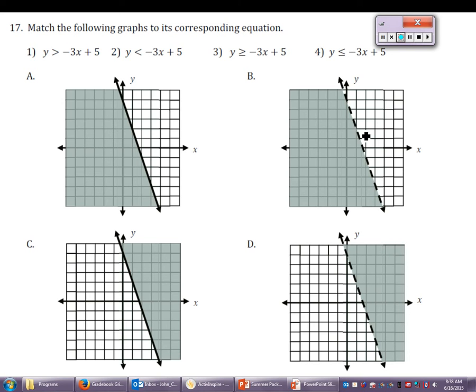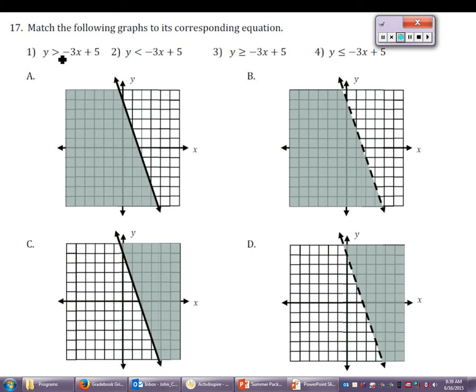Problem 17 gives you 4 graphs that are inequalities and 4 equations that are also inequalities and asks you to match the equation to the graph. If you look at the 4 graphs, you will see that 2 of them have solid lines and 2 of them have dashed lines. How do I know which equation goes with which? Well, I can use the fact that 2 of the equations are strict inequalities.